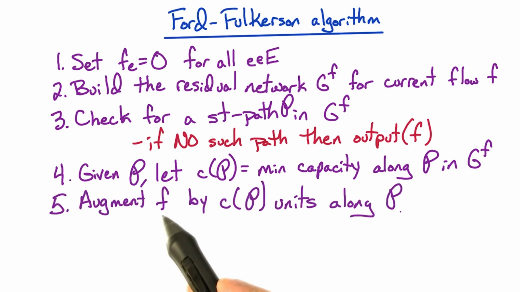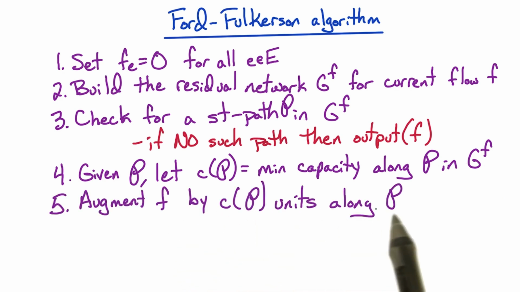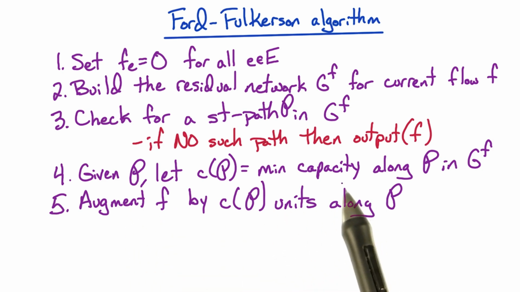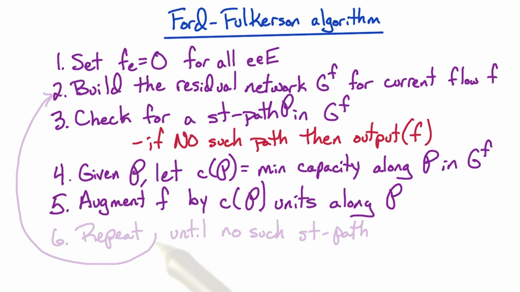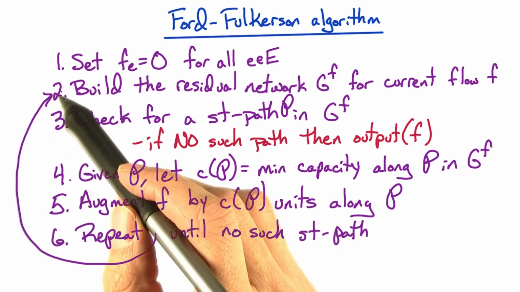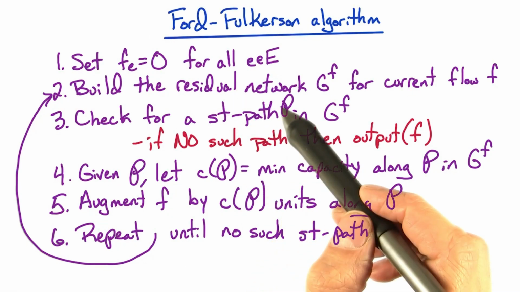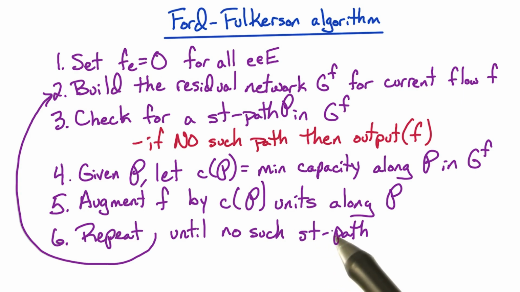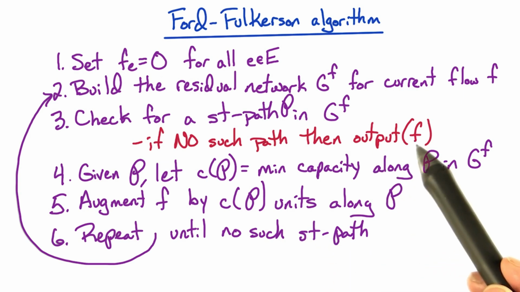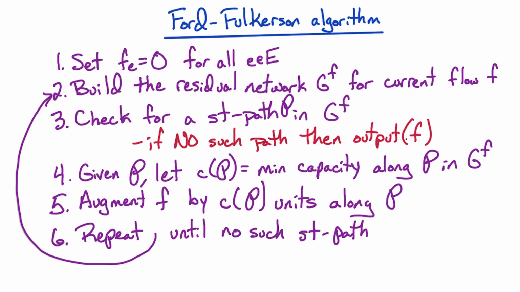Finally, we augment the current flow by c(P) units along this path. What exactly does it mean to augment the flow? Well, for every forward edge, we increase the flow along that edge by this amount. For every backward edge, we decrease the flow in the reverse direction by this amount. Finally, we repeat from step 2: build the residual network and check for an S-T path, and we continue repeating until there is no such S-T path. And then we output the current flow as our solution to the max flow problem.